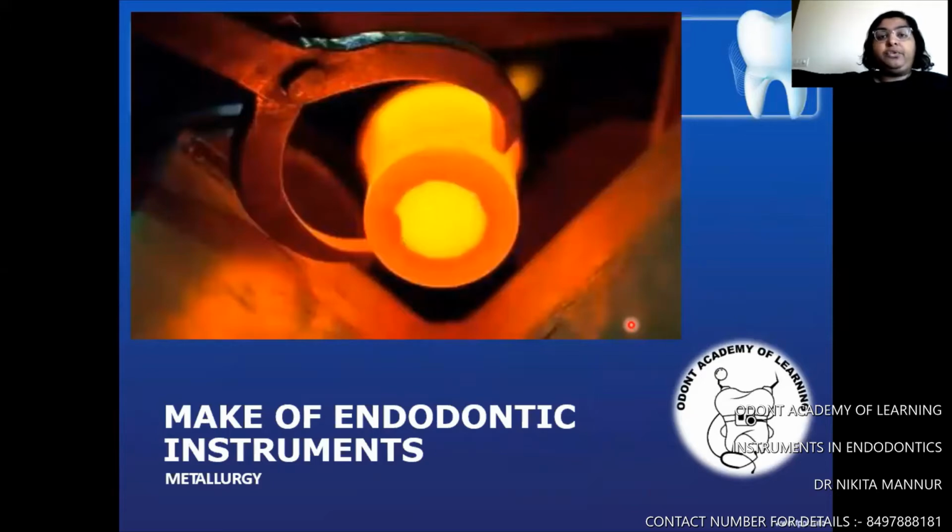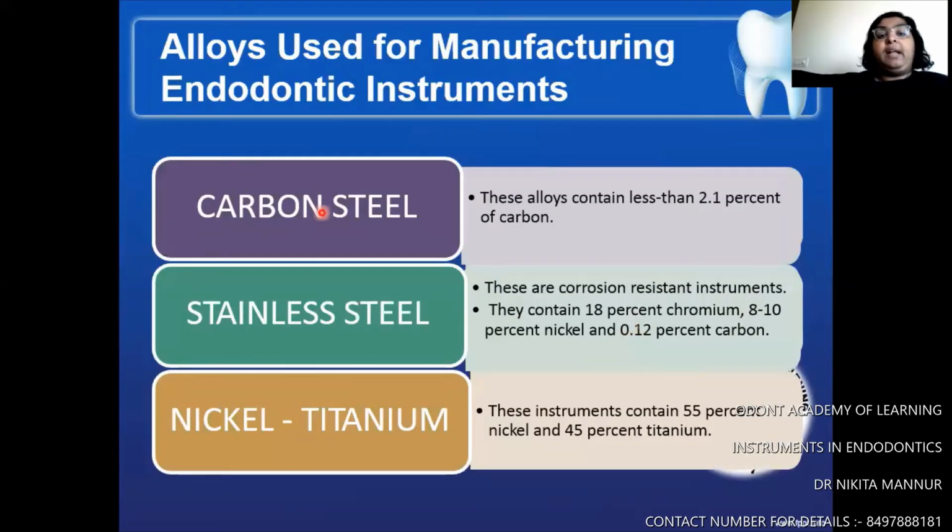Coming to the make of endodontic instruments, that is the metallurgy, we have carbon steel instruments, stainless steel instruments, and NiTi instruments. Today, the use of NiTi instruments has increased exponentially because they have two properties: superelasticity and shape memory, which has helped in endodontics in creating the canal, in making the space for the obturation, in cleaning and shaping. They don't break that easily, and they have better adaptability to the canal anatomy. So NiTi instruments are now used much more as compared to before.